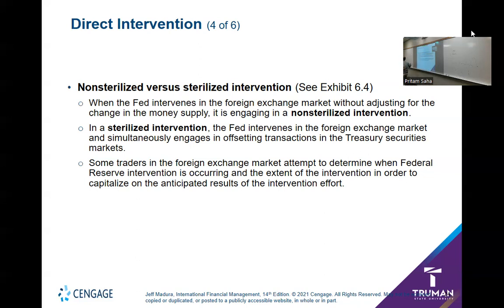So, government can do two things. Either they will leave as is, do whatever they want to do. This is called non-sterilized direct intervention, because they directly intervene in the market. At the same time, weaken the US dollar by intervention, and then they do nothing. They do not control for this increased money supply. This is non-sterilized. They are only intervening in the foreign exchange market without changing the money supply.